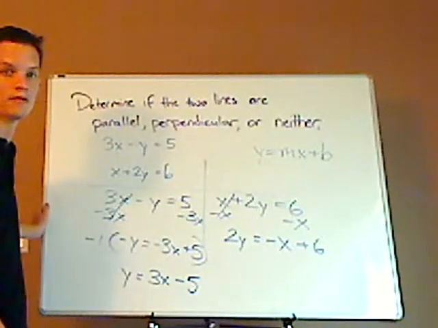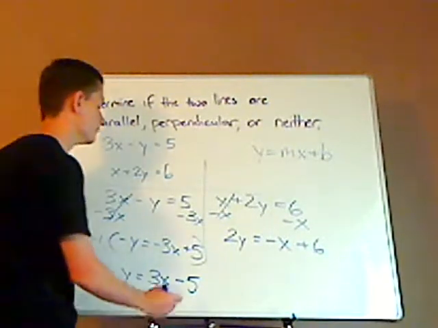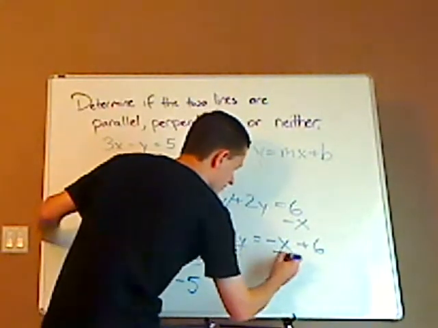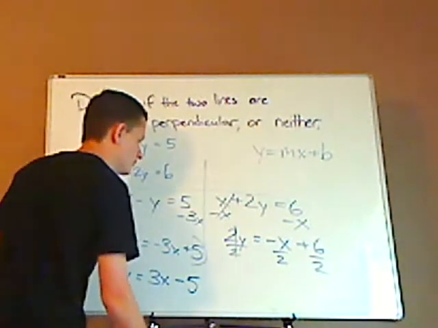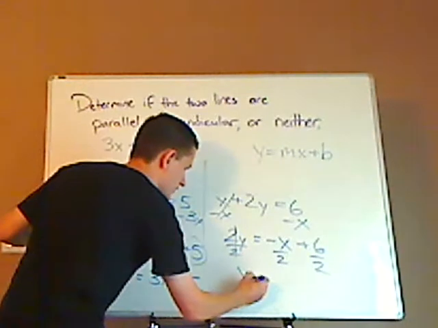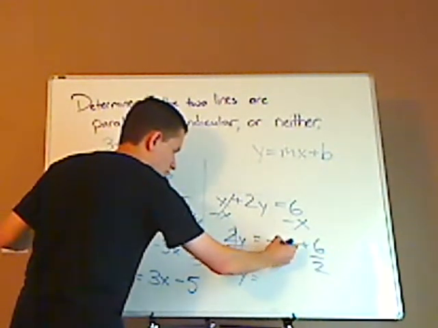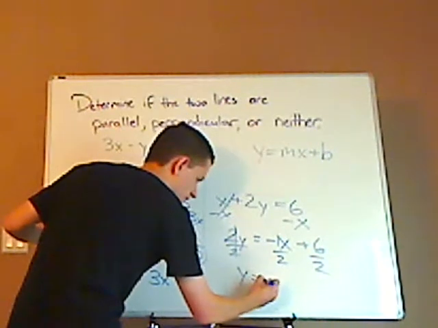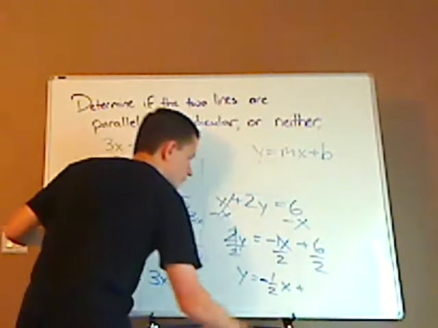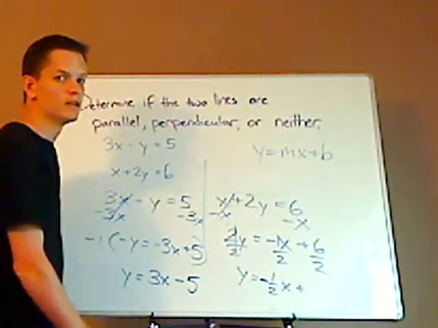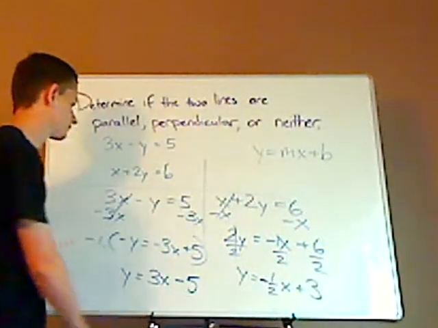So solving for y, I need to get rid of the 2. So to get rid of the 2, you divide. So divide everything by 2. When you do that, that cancels the 2's out in front of the y, so it's just y equals, I'm going to take this, it's implied that there's a 1 in front of here, so I'm just going to rewrite it as negative 1/2 x plus, and then 6 over 2 simplifies to 3, so it would be plus 3.